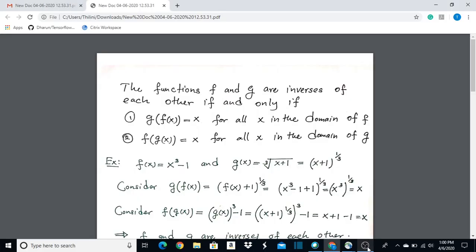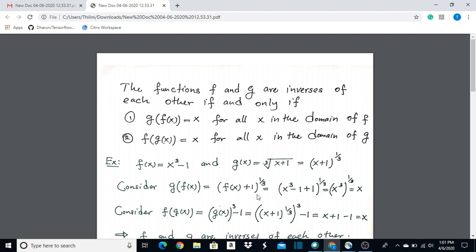Hello everyone. These are the last two topics of section 2.5. Here in the first topic, we're going to check how we identify whether two given functions are inverses of each other or not.